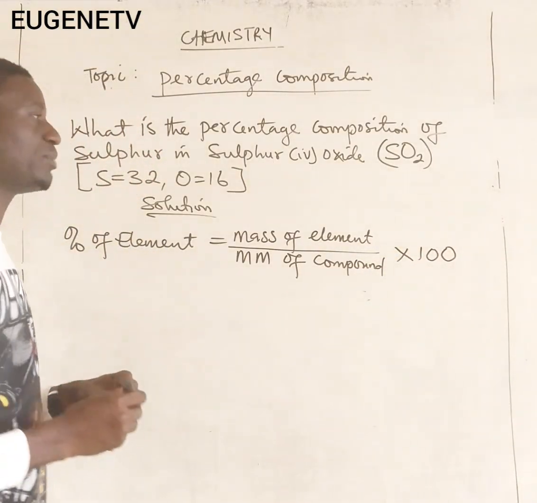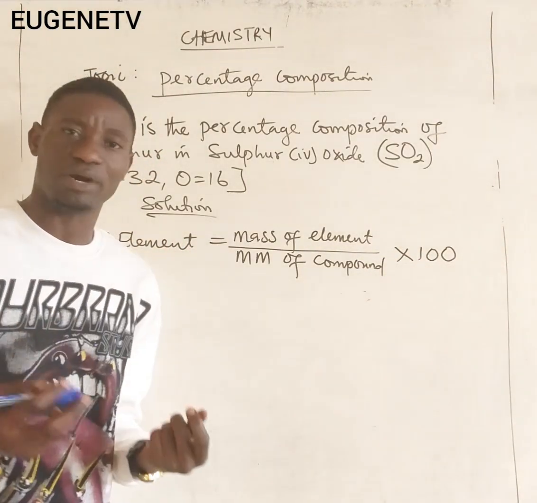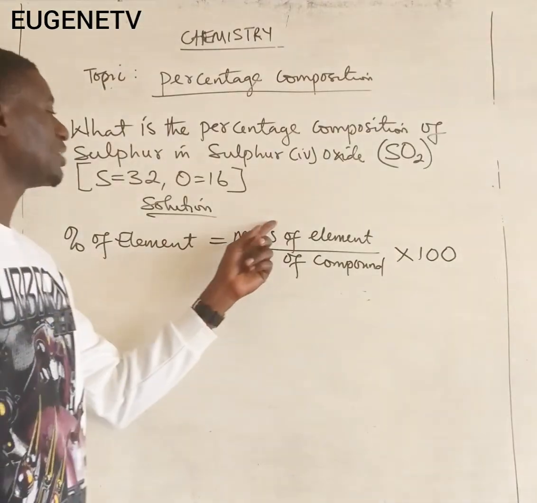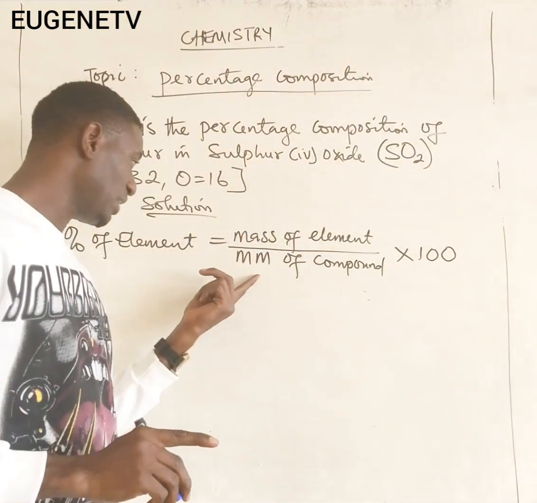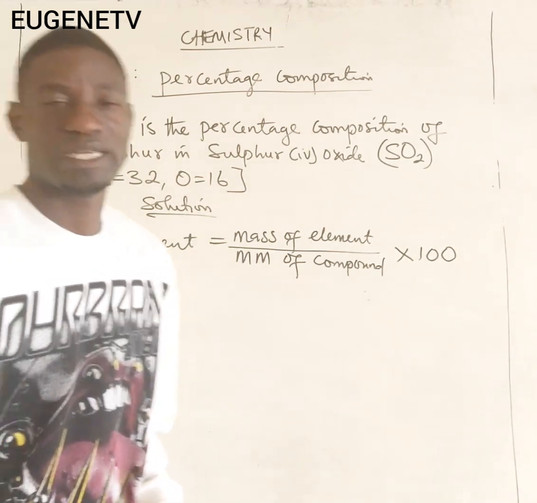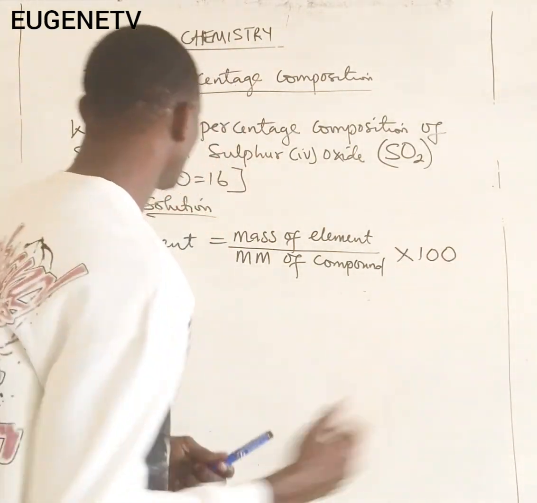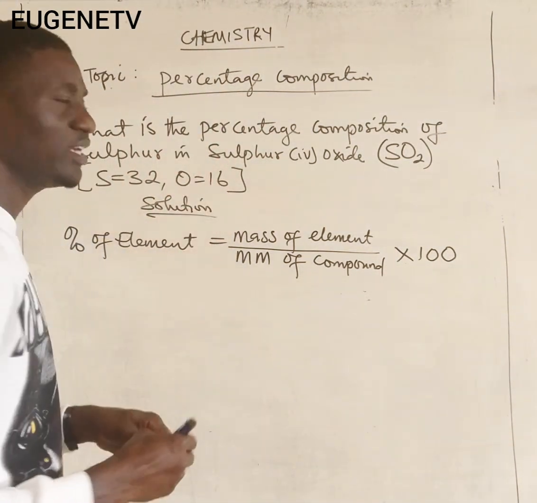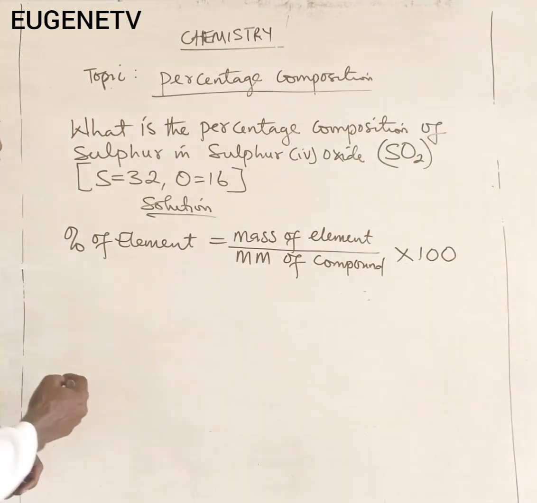So for you to determine the percentage composition of any element in any compound, we take the mass of that element in that compound, divide it by the molar mass of that compound, and then multiply by 100. Come close. Let us solve this very simple question in a very fast way.